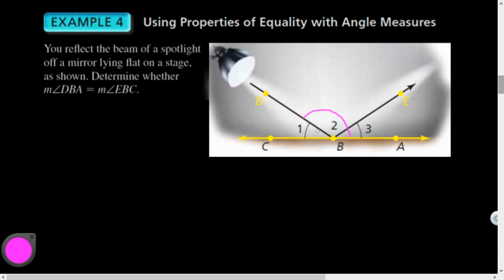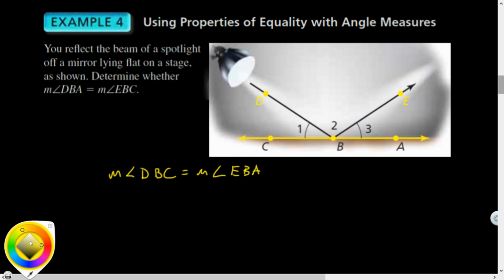Okay. So based on what we have given, I could say that the measure of angle DBC is equal to the measure of angle EBA. And the reason I know that is because they told me. So given is a sufficient explanation for that. Now notice angle 2 is kind of what I have to include here.